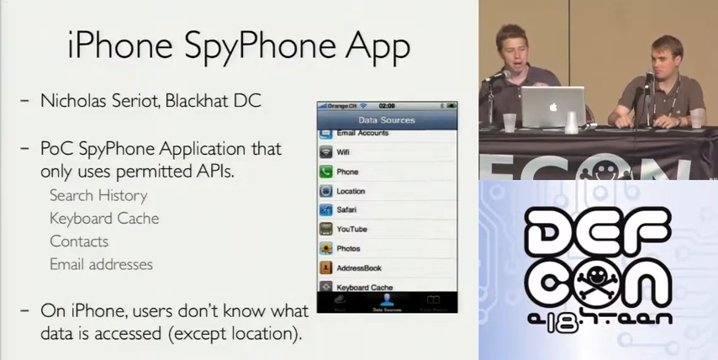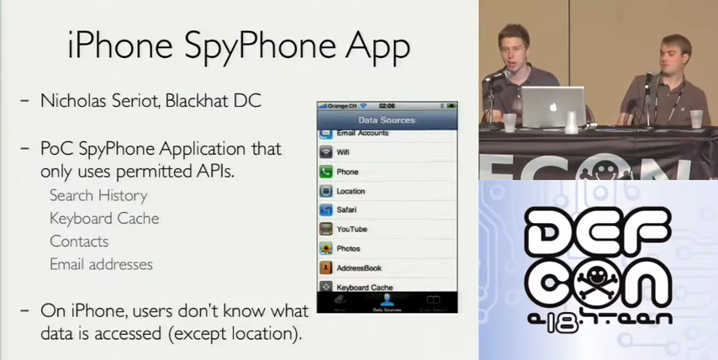Another example on iPhone, Nicholas at Black Hat DC had a really great talk. He talked about a spy phone application, and it gathered a whole bunch of data on iPhone using allowed APIs. And the interesting thing on iPhone is, on Android you see the permissions that an application is accessing, but on iPhone you get the app or you don't. You can see location and push, but that's about it. I thought the keyboard cache was one of the coolest parts of that research. Yeah, it was great. So the talk's available online. I highly recommend checking it out, and the code's on GitHub, so you can check that out too.